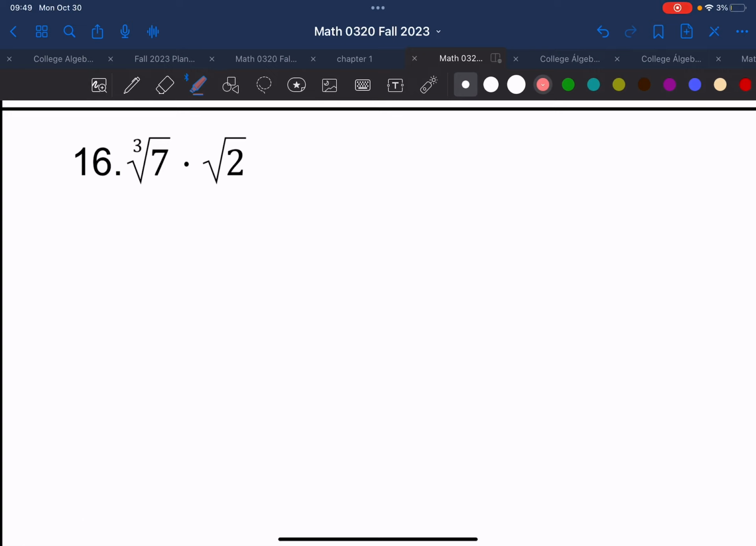For 16, we have the cube root of 7 times the square root of 2. So the indexes are different because one's a 3 and one's a 2. So how could I write the cube root of 7 as an exponent? To the 1/3. How could I write the square root of 2? 2 to the 1/2. Okay.